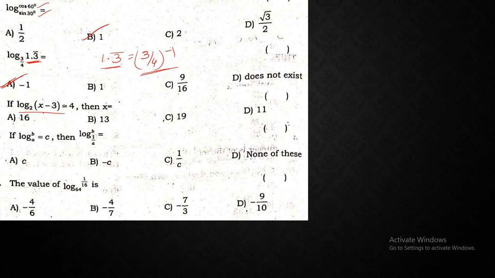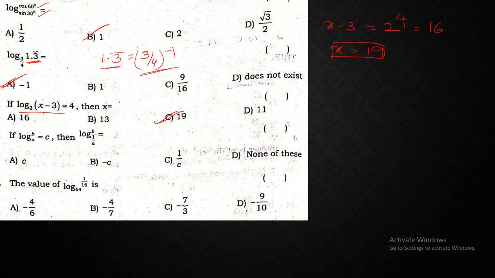So log of x minus 3 to the base 2 is equal to 4. So this is the given question. So from this what I can say, x minus 3 is equal to 2 power 4, because base is always base, right? So this becomes 2 power 4. So 2 power 4 is 16. So from this x is equal to 19. So the value of x is 19. Next, moving on to the next question.